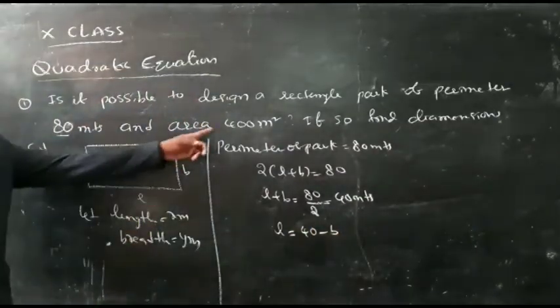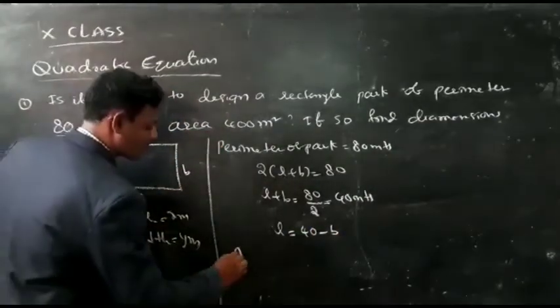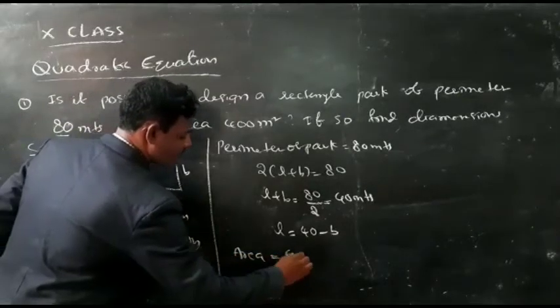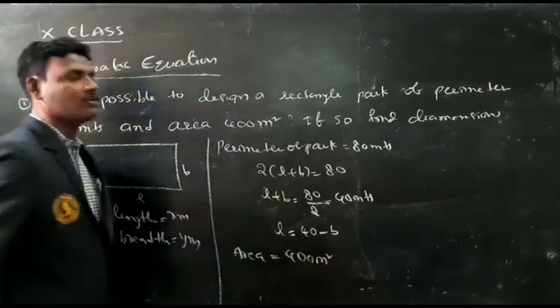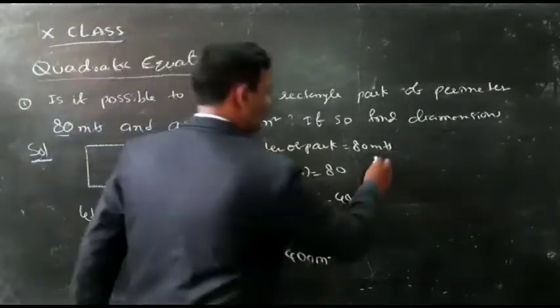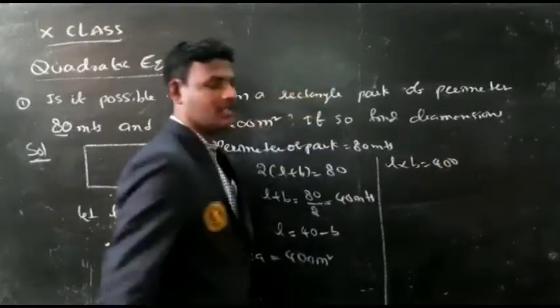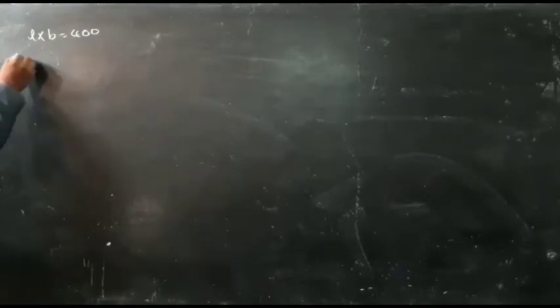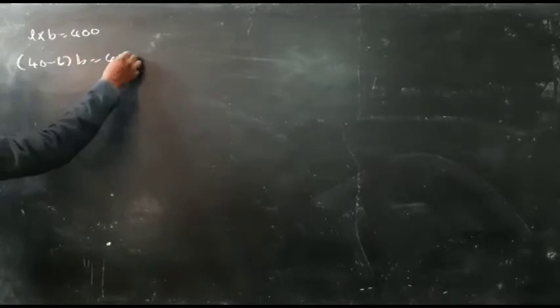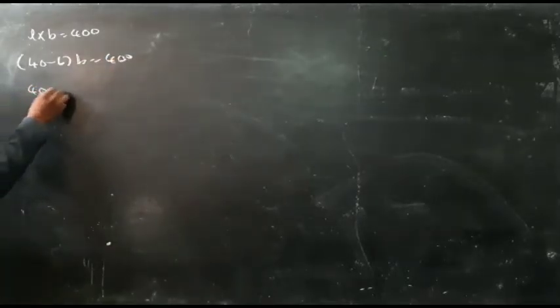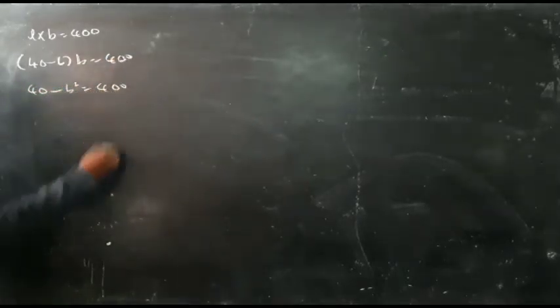Next, what is the area here? 400 meters square. We know the formula of the area of a rectangle: length into breadth is equal to 400. But from the first equation we already know the length. So (40 minus b) into b is equal to 400. Here, 40b minus b square is equal to 400.